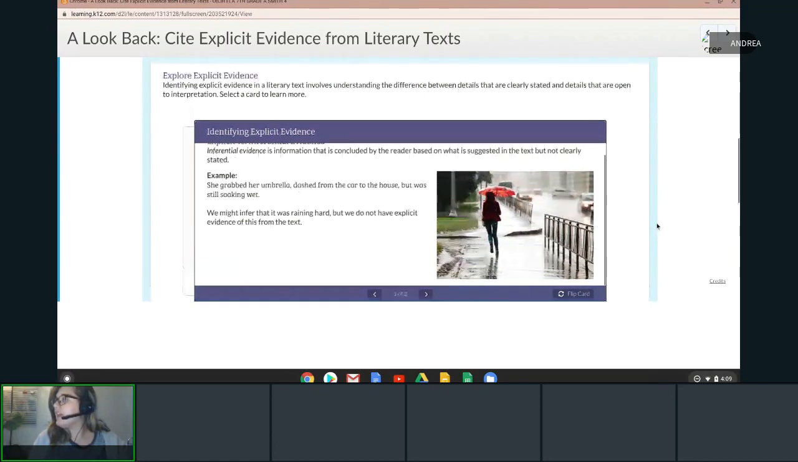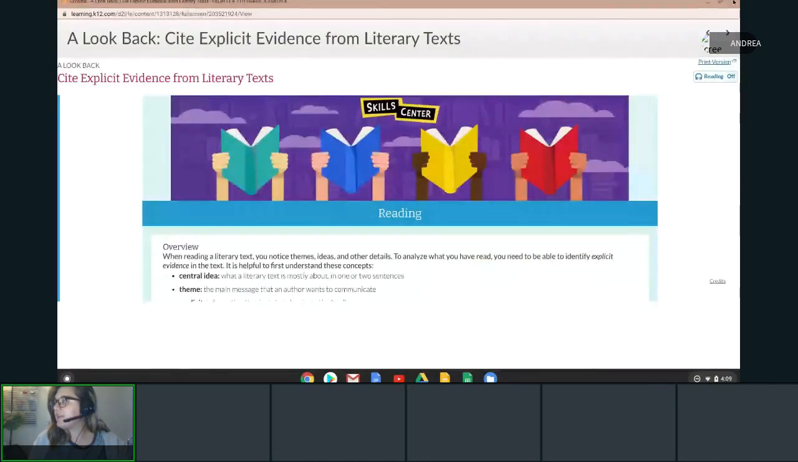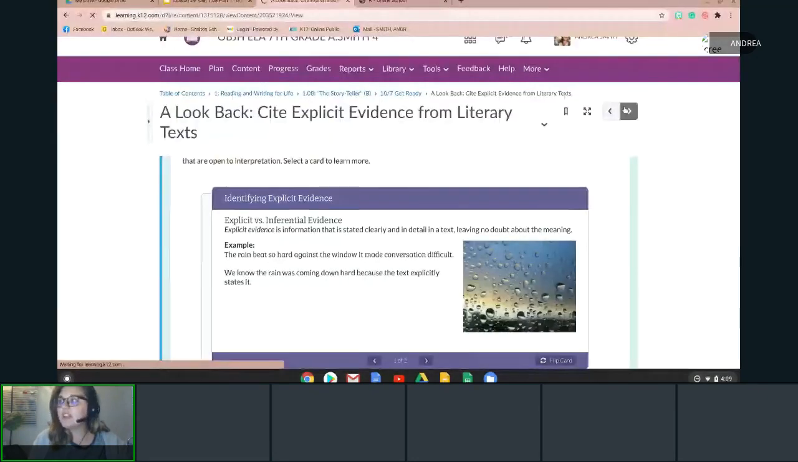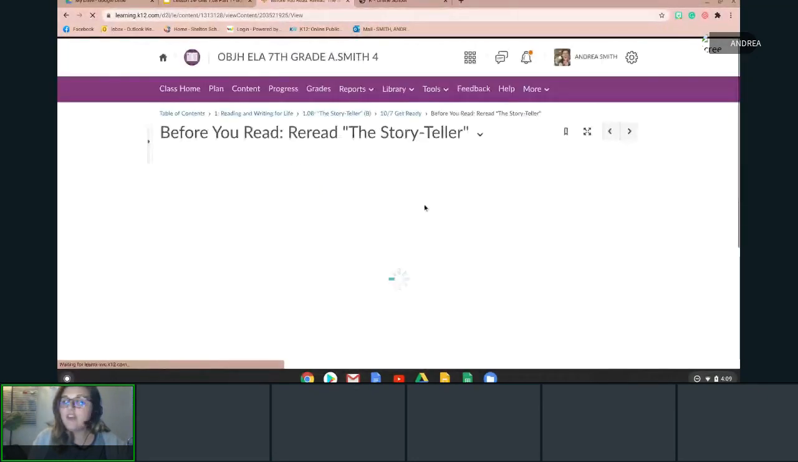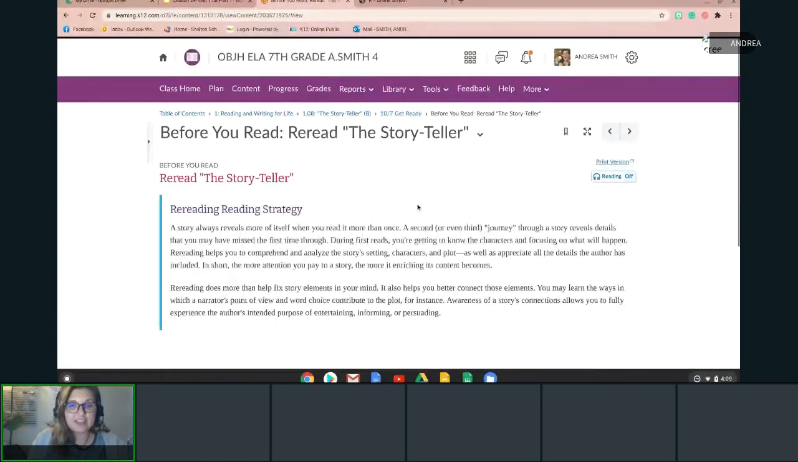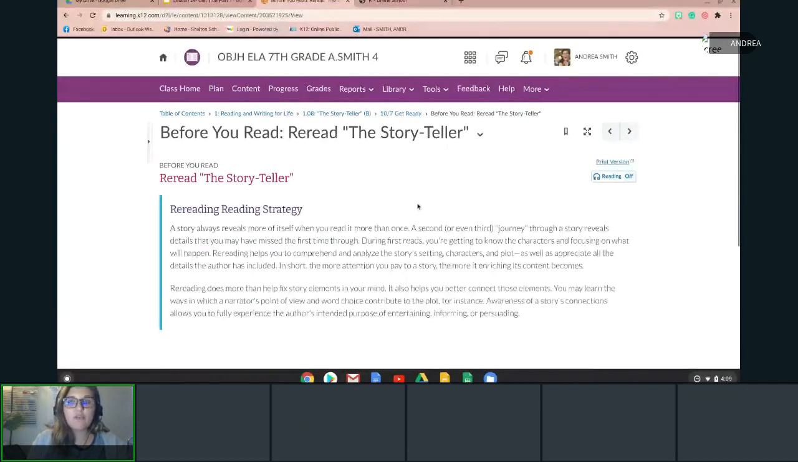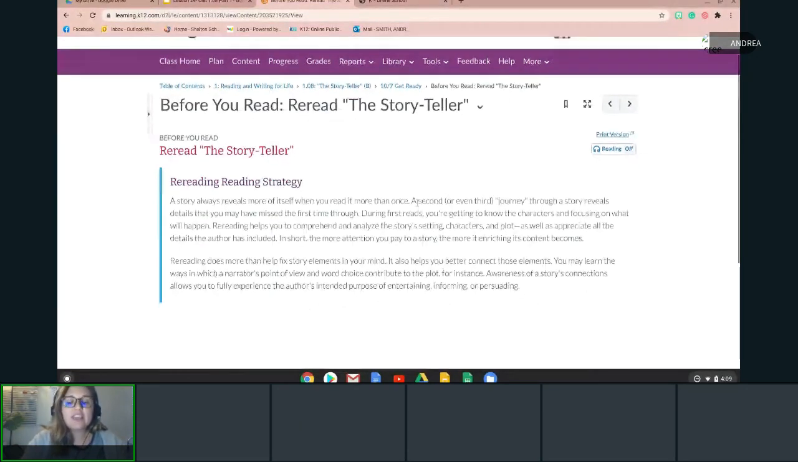All right. Our next activity is learning a little bit more background on why we reread as a reading strategy. Remember how I talked about how key reading strategies always help us have a better understanding of what's going on in a text. One of our key strategies is to reread, which you're going to do today. So, rereading as a reading strategy.